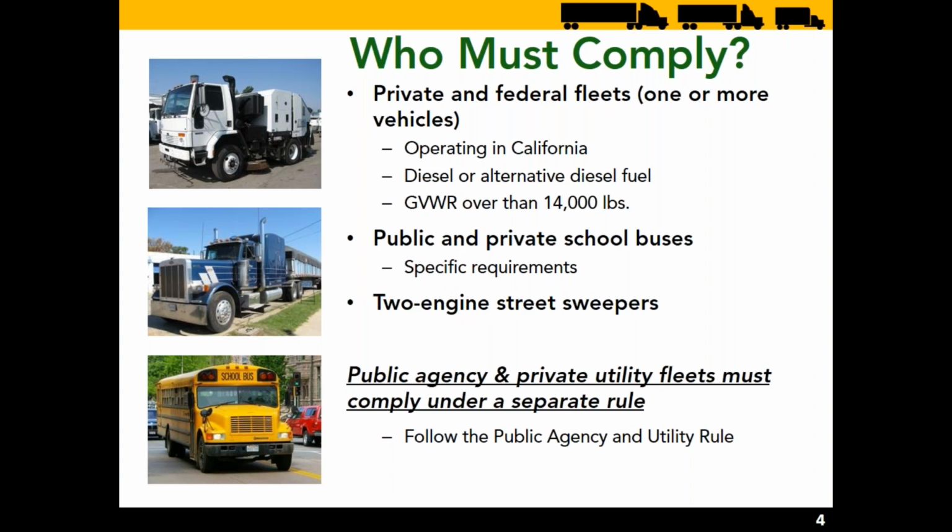For the truck and bus rule, it's important for you to understand that if you operate a commercial or federal fleet, and a fleet under this rule is even considered one vehicle, and you operate it in California, it's diesel or any type of diesel fuel, and the vehicle has a gross weight of over 14,000 pounds, so that would be 14,001 and greater, then chances are your vehicle falls under this regulation.